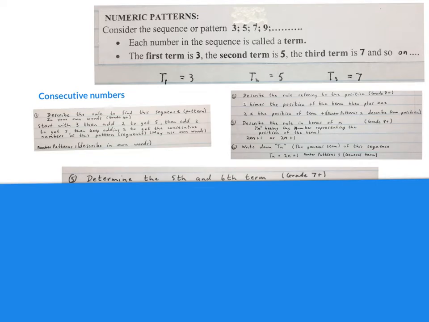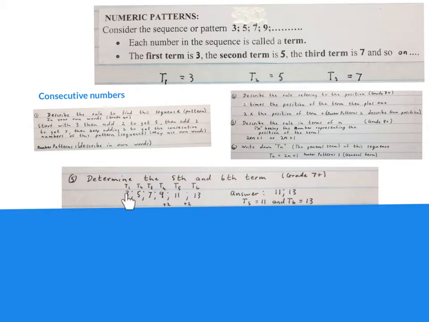Now from grade 7, they can ask us to determine the 5th and 6th term. Classes before this, they just said find the next 2 numbers in the pattern. Then we will see that we had 3 plus 2 is 5, plus 2 is 7, plus 2 is 9. So we will plus 2 to get to 11, and then plus 2 to get to 13. So I'll just write 11; 13, or I can write T5 equals 11, and T6 equals 13.